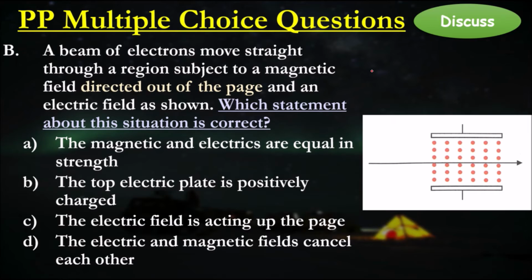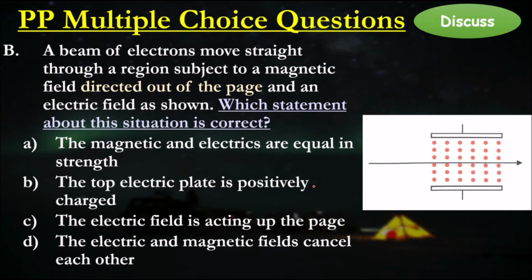All right, so we go to the second multiple choice question. We have a beam of electrons moving straight through a region of magnetic field coming out of the page. So if you can imagine these dots here, they're magnetic fields coming towards you. Which statement is correct about what we see in this diagram here?